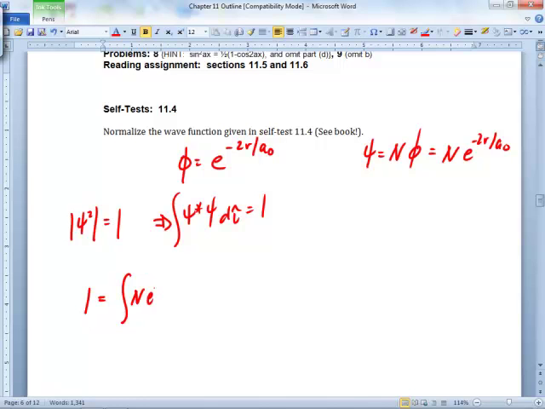N e to the negative 2r over a naught times psi, well, same thing again, N e to the negative 2r over a naught. I'm not going to skip anything. Okay. What's my d tau? All I have is an r.